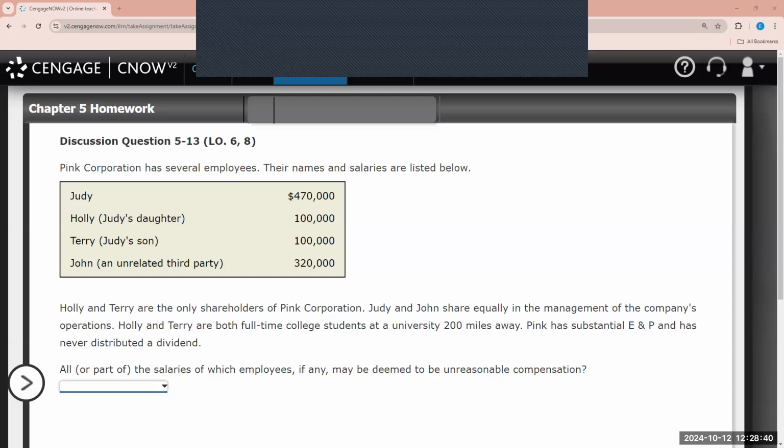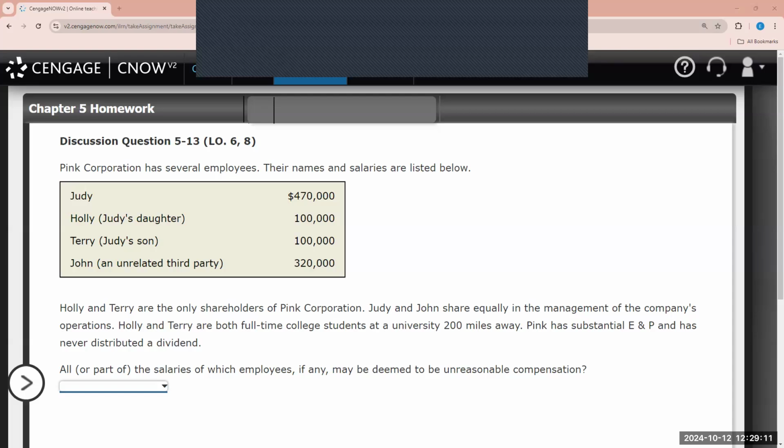But in this case, let's say they were paying premiums for the individuals and things of that nature. But in this case, we see obviously Holly and Terry are far away, not working in the business. So these are some things that need to be considered. In such case, Terry, Holly, Judy, it's more than likely that the IRS might deem that it's treated as a constructive dividend. It's unreasonable compensation.